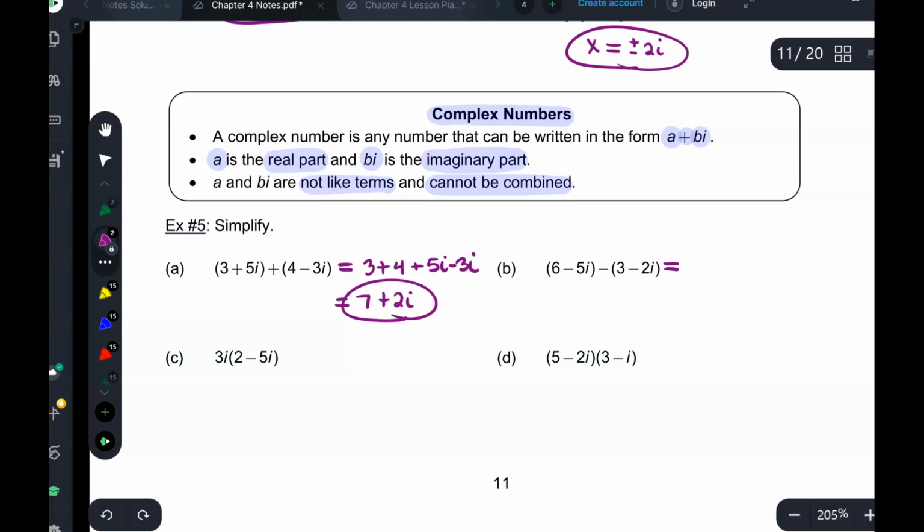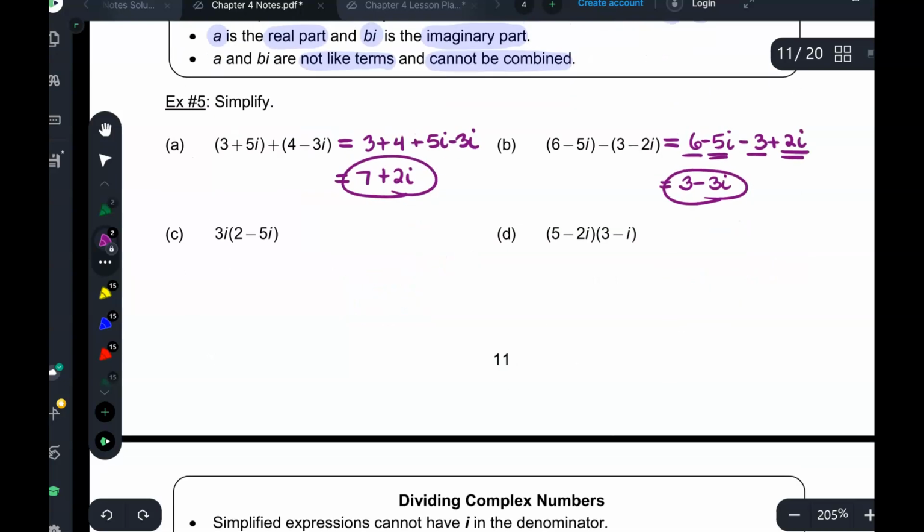Next one, I'm just going to distribute, so let me just write that first binomial down. So 6 minus 5i minus 3 plus 2i. And so I can combine 6 and the minus 3, which gives us 3. Minus 5i plus 2i, that's going to be minus 3i. If you want to pause and try the next two on your own, you can do that, or you can just keep following along.